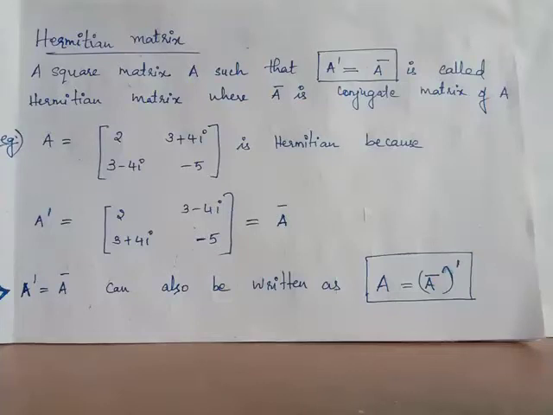We studied symmetric and skew-symmetric matrices in class 12. Recall that the property of a symmetric matrix is A transpose equals A. If we wish to generalize the concept of symmetric matrix to the complex domain, we obtain a class of matrices called Hermitian matrices. A square matrix A which satisfies the property A transpose equals A conjugate is called a Hermitian matrix.